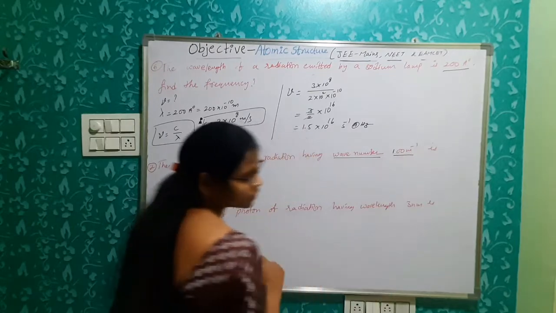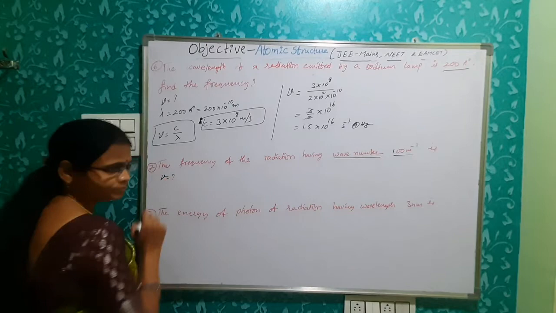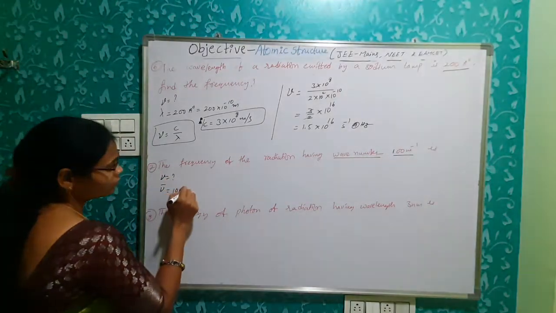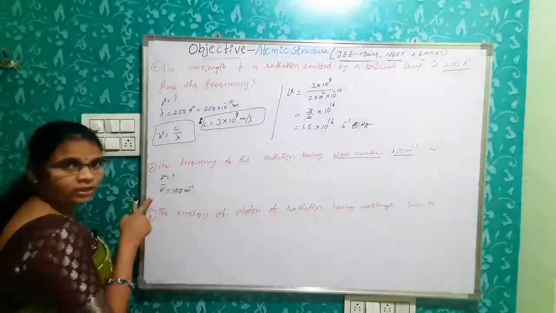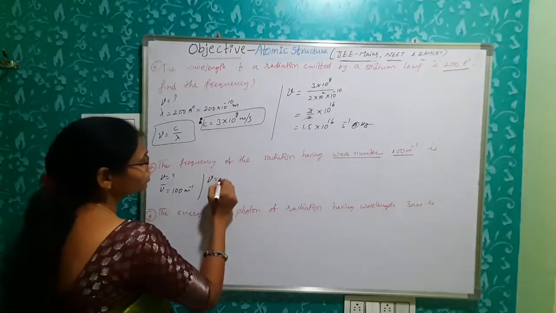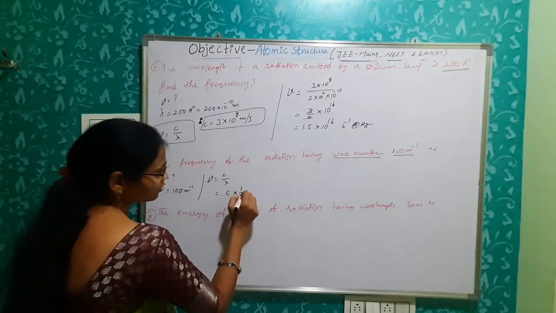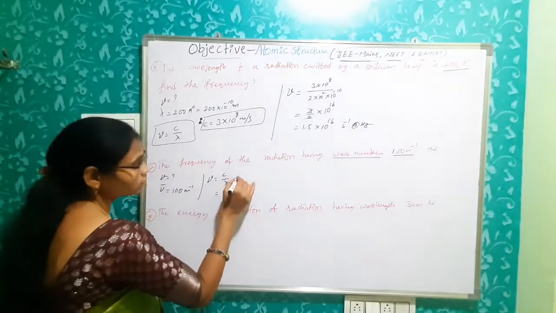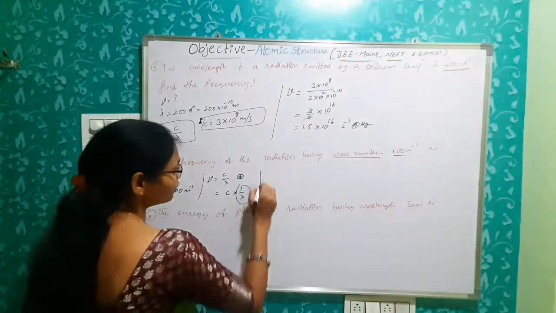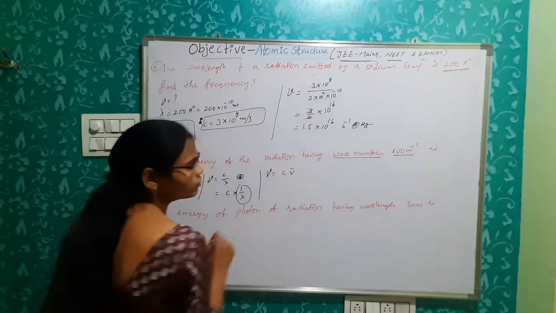Now next problem. The frequency of the radiation having wave number 100 meter inverse. We have to find the frequency here. So wave number is given as 100 meter inverse. What is the relation between them? Simply write down this formula. Nu is equal to c by lambda, which is also written as c into 1 by lambda. The reciprocal of wavelength is nothing but wave number, no? So frequency is equal to c into wave number.